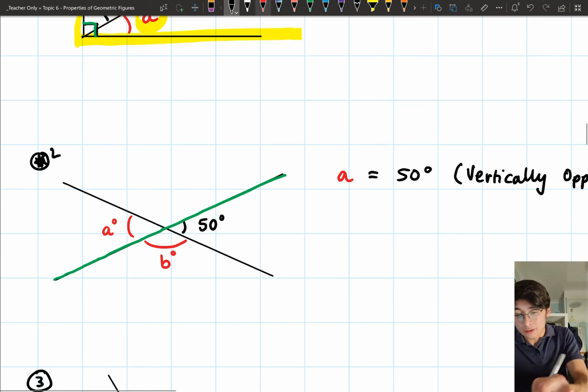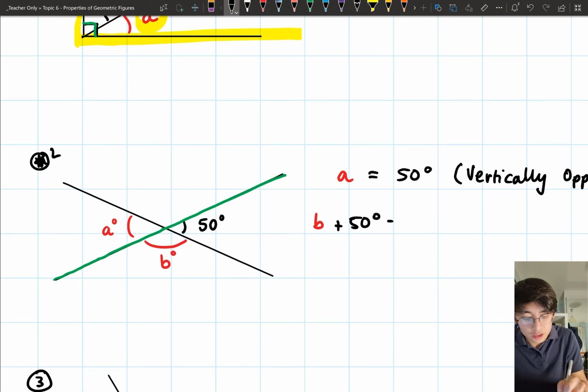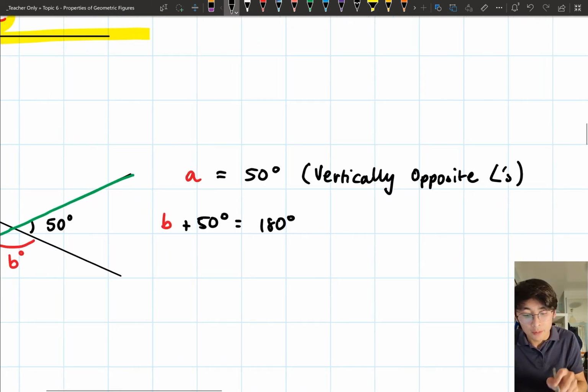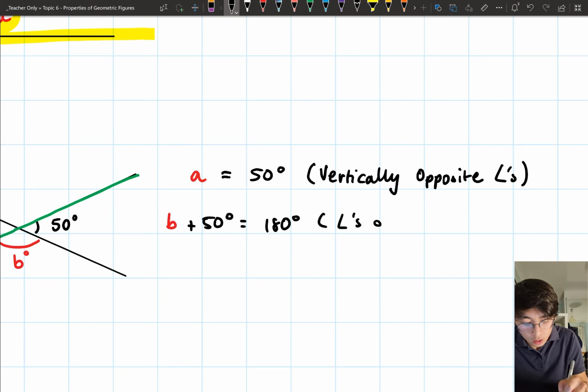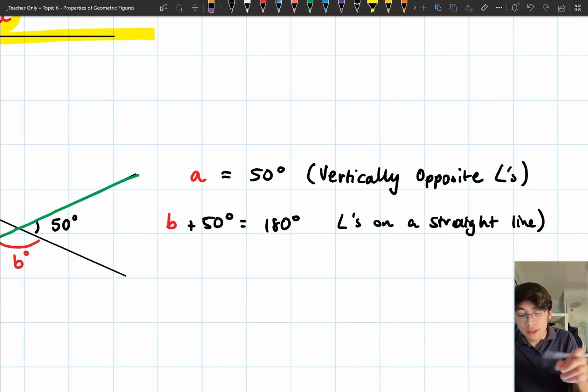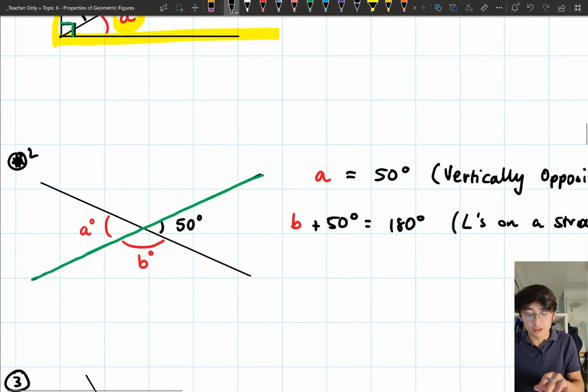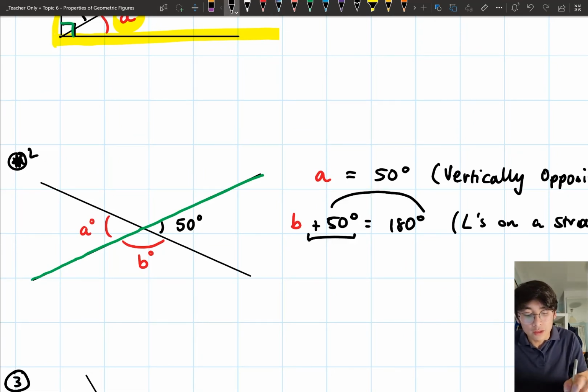So what I'm going to write here is B plus 50 degrees is going to equal 180 degrees because of angles on a straight line. Because they're both angles on a straight line, they're going to add up to 180 degrees. So that's why I've written this angle equation. Once I've done that, I'm going to move this 50 over to the other side and subtract it. So B is going to equal 180 degrees minus 50 degrees, and so B is going to be 130 degrees.